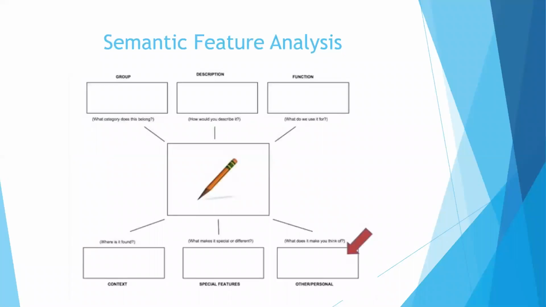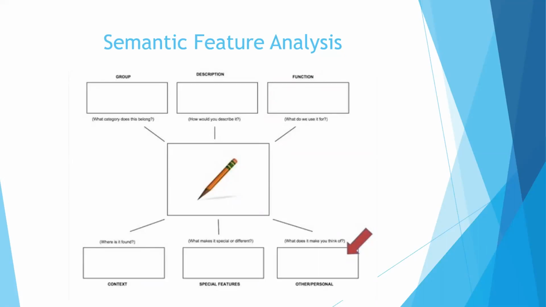Here is an example of a semantic feature analysis chart. The clinician would put the target object in the middle, ask the client to name it, and to describe its features. For example, what category does it belong to? How would you describe it? What do we use it for? Etc. This treatment approach is used for patients with word-finding difficulties, a common characteristic of patients with aphasia.